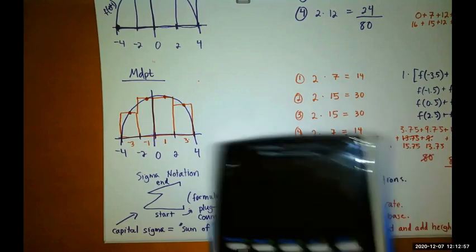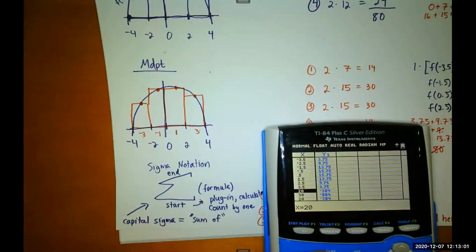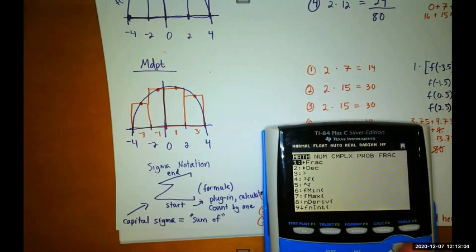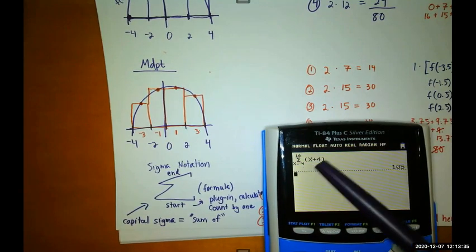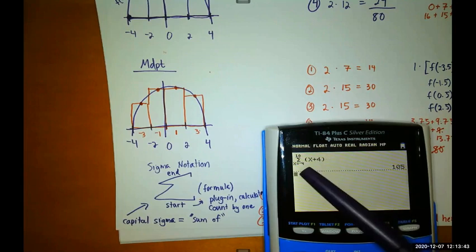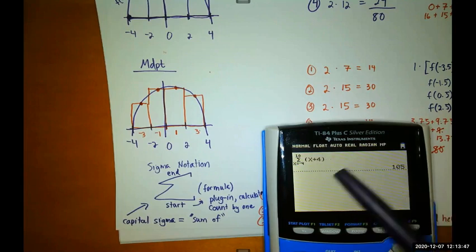Now your graphing calculator will also do sigma notation. It's under math summation. So if I want to go from x equals -4 to x equals 10, and I just want to do it for x plus 4, what my calculator does is it substitutes in -4, gets 0, substitutes in -3, gets 1, -2, gets 2, -1, gets 3, 0, gets 4, 1, gets 5, etc., all the way up until it reaches 10. There's a shortcut formula here, but those values get added up to equal 105. So go ahead and use your calculator for that.